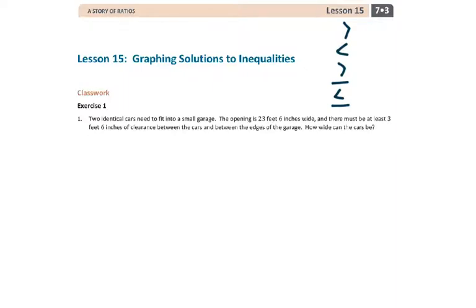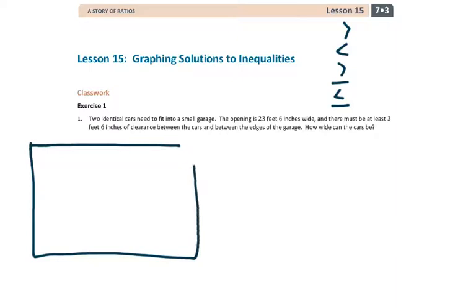So exercise number 1 says 2 identical cars need to fit into a small garage. The opening is 23 feet 6 inches wide, and there must be at least 3 feet 6 inches of clearance between the cars and between the edges of the garage. How wide can the cars be? All right, so we're looking for the width of the cars, but we're going to first write down the information that we know. So I'm going to draw out a garage here.